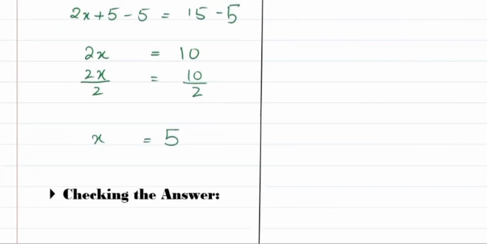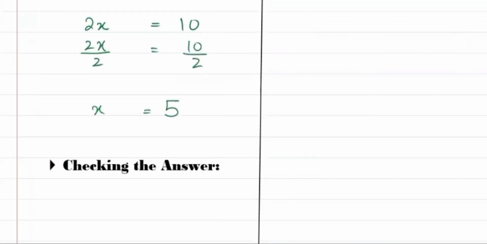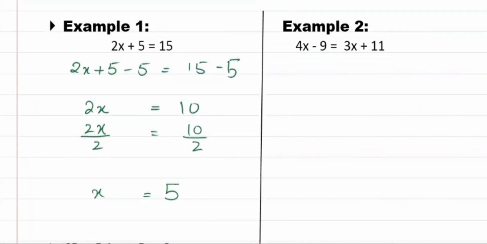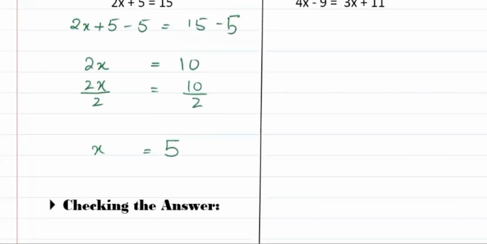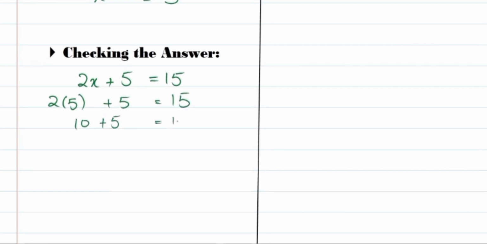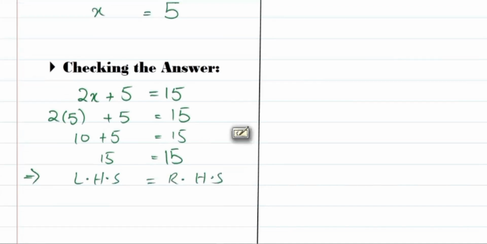Now, if you are confused with the answer, you can check your answer by substituting the value in the original equation. The original equation was 2x + 5 = 15. Now, I am going to substitute x equals 5. So 2 times 5 plus 5 equals 15. This is 10 plus 5 equals 15, and 15 is equal to 15. Here the left hand side of the equation is equal to the right hand side of the equation. It means that our answer is correct.